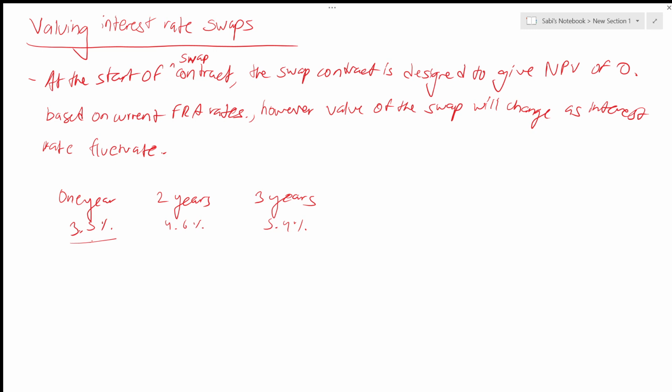But the FRA starting in 1 year and ending a year later, that means in the second year, will be calculated by comparing the borrowing cost for 2 years to the borrowing cost for 1 year.